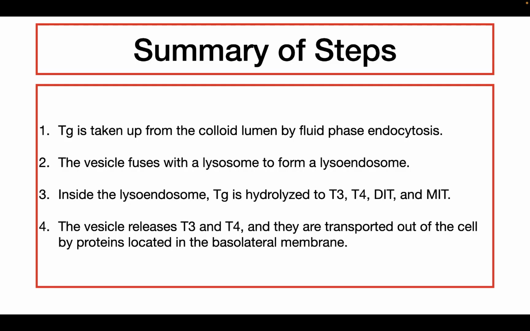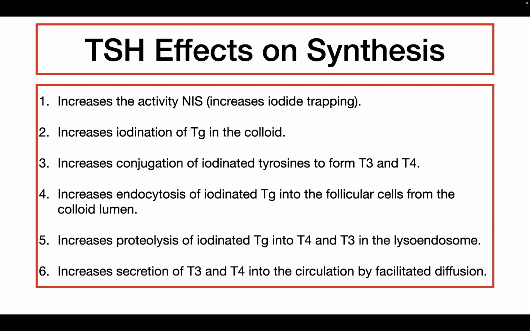So in summary, thyroglobulin is taken up from the colloid lumen by fluid phase endocytosis. The vesicle then fuses with a lysosome to form a lysoendosome, and inside the lysoendosome, thyroglobulin is hydrolyzed to T3, T4, DIT, and MIT. The vesicle then releases T3 and T4, and they are transported out of the cell by proteins located on the basolateral membrane. And in summary, TSH can affect many of the steps of synthesis.